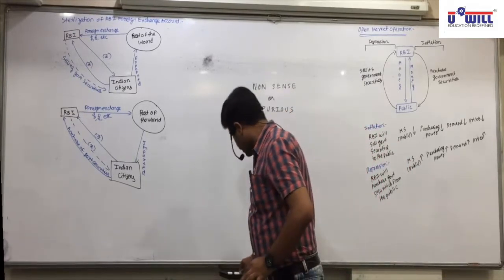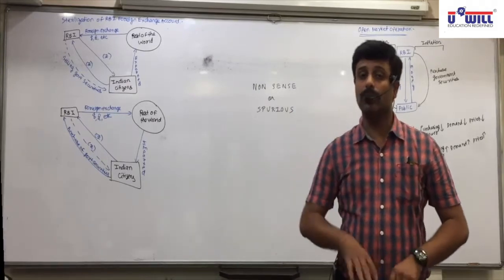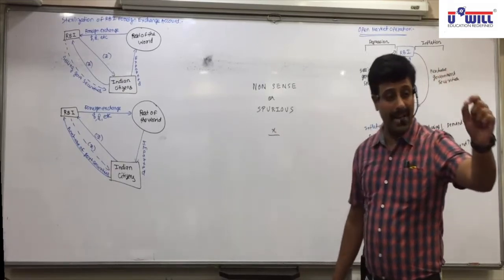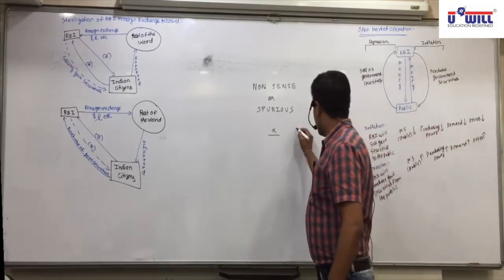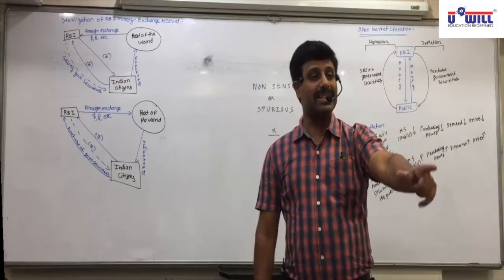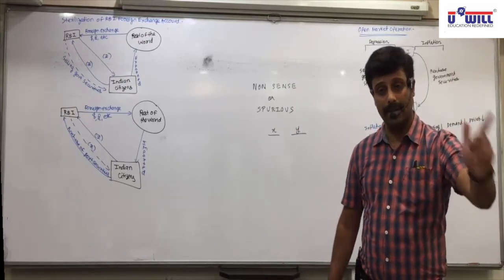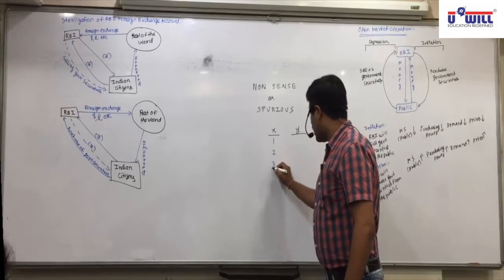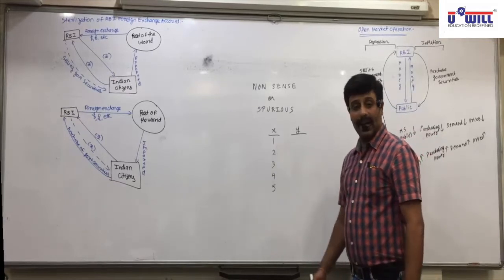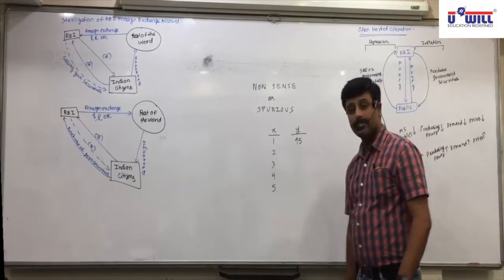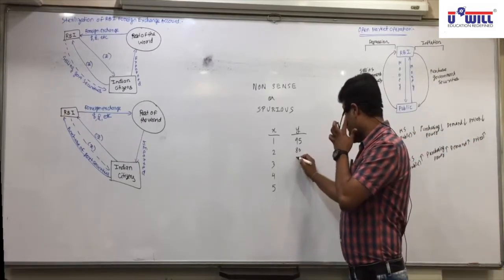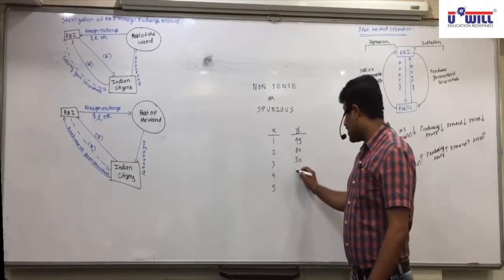Second precaution. Now suppose X is the number of hours studied by Dash and Y is the marks scored by Dash only. Hours studied: 1, 2, 3, 4, 5. When he studies for 1 hour, he gets 95 marks. When he studies for 2 hours, he gets 80 marks. 3 hours, 50. 4 hours, 25. 5 hours, 0.